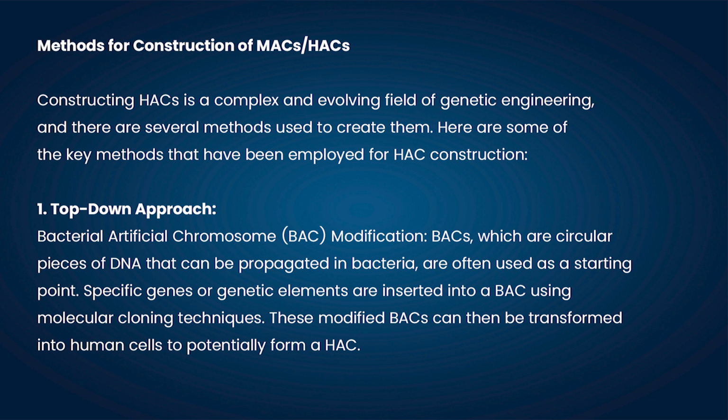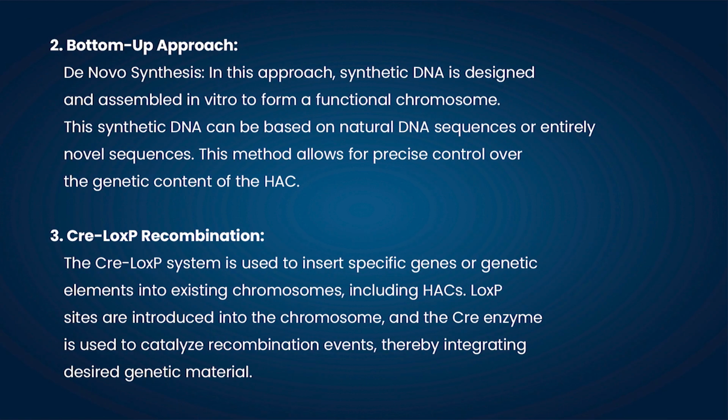Here BACs, which are circular pieces of DNA that can be propagated in bacteria, are often used as a starting point. Specific genes or genetic elements are inserted into a BAC using molecular cloning techniques. These modified BACs can then be transformed into human cells to potentially form a human artificial chromosome. The next method that is used is the bottom up approach. It is a de novo synthesis of human artificial chromosome.